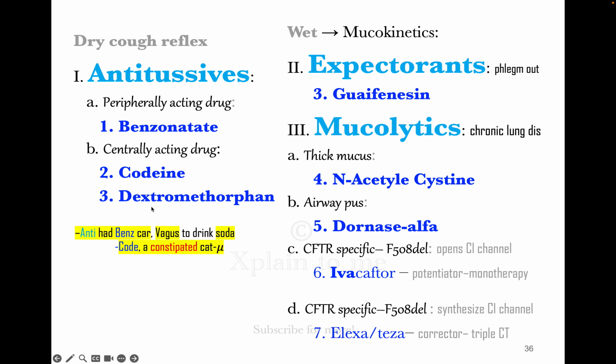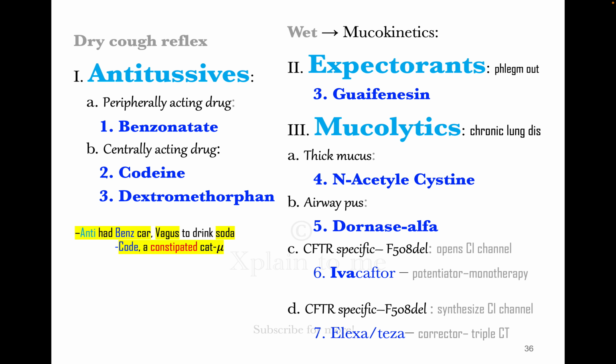So what are the major things to remember? This is a non-narcotic drug. Unlike codeine, which is a narcotic drug, dextromethorphan is a non-narcotic agent. But this dextromethorphan is actually a centrally acting drug. It can pass the blood-brain barrier, and the same enzyme, CYP2D6, chops this dextromethorphan into dextrorphan, a highly active component that can pass the blood-brain barrier very easily.